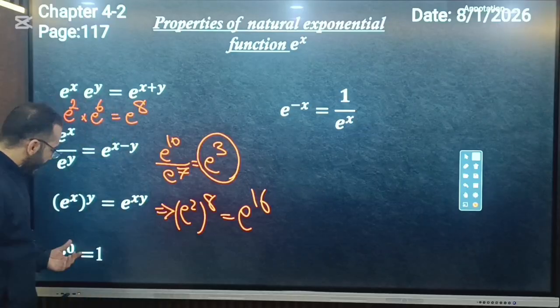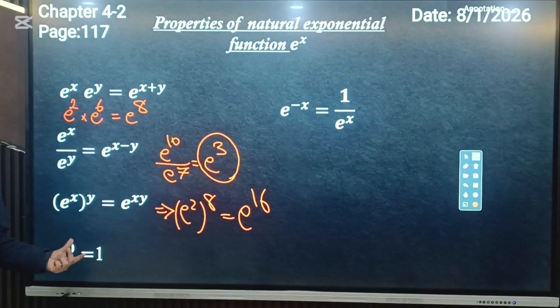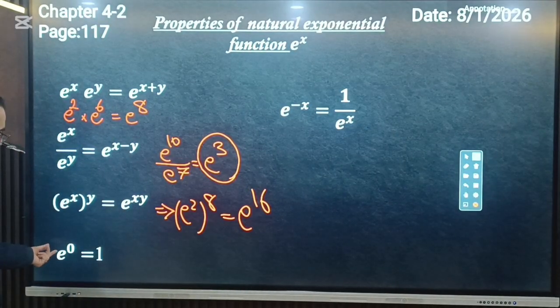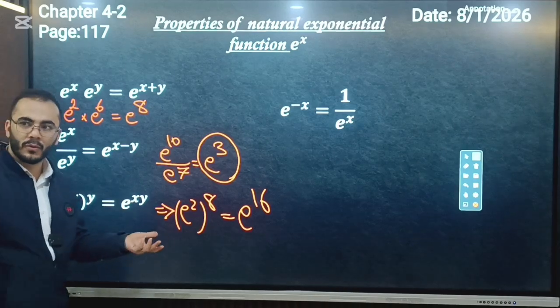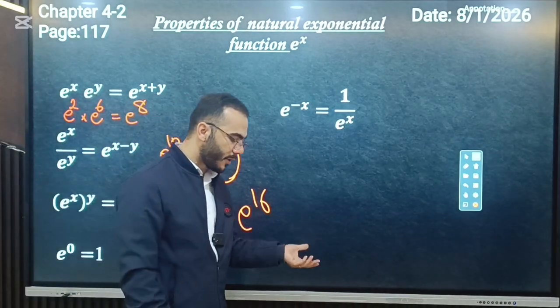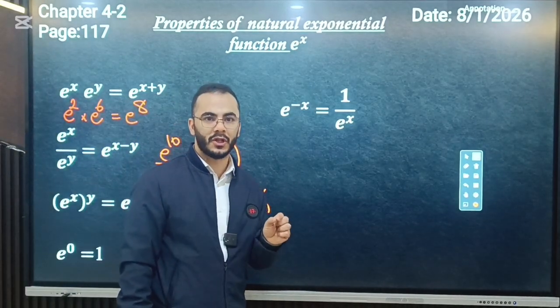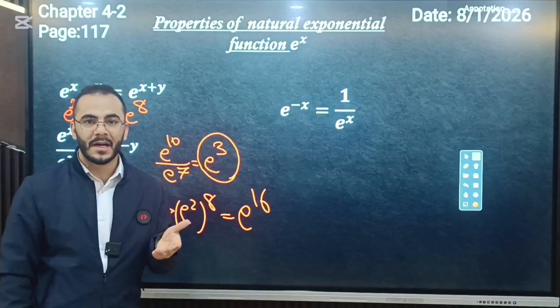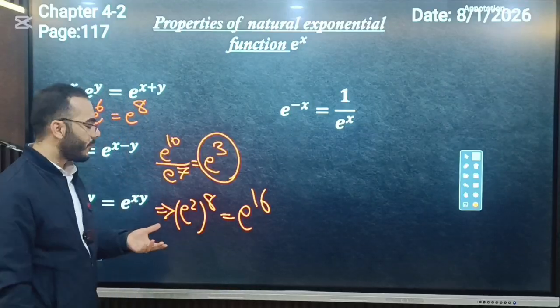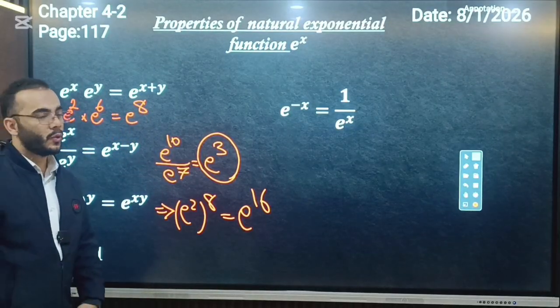All right. And there is a famous case that everybody is familiar with. We are going to say that any number powered by 0 equals 1. No matter what the number is, except for one case, which is 0 itself. So 0 powered by 0 is undefined. But any other number powered by 0 equals 1.